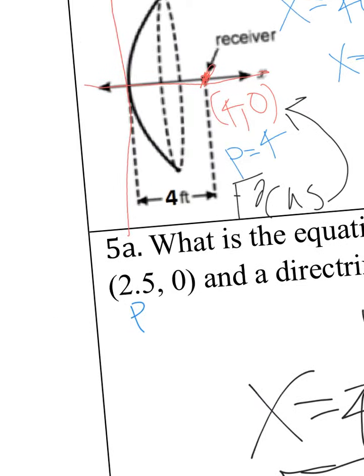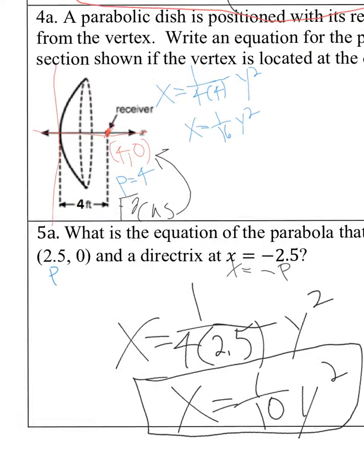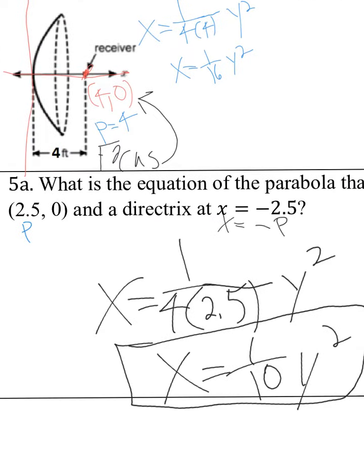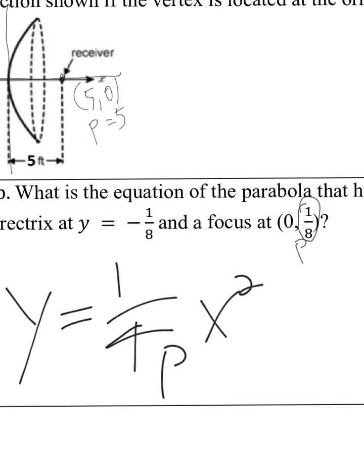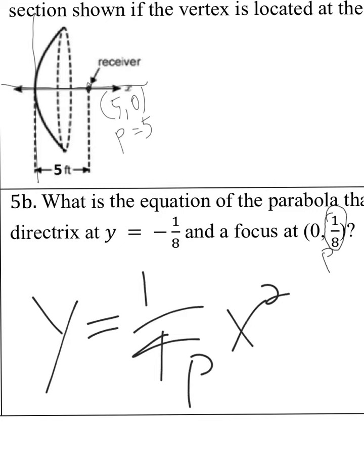The focus also tells you it, and so it's the x coordinate, which means my equation is going to be an x equals. So I wrote x equals 1 over 4 times 2.5 y squared, which is x equals 1 over 10 times y squared. This one, I just wrote down the formula, 1 over 4p times x squared. It's y equals because your directrix is y equals, and the focus has p at the y coordinate. So there's your p. Alright, just use parentheses.